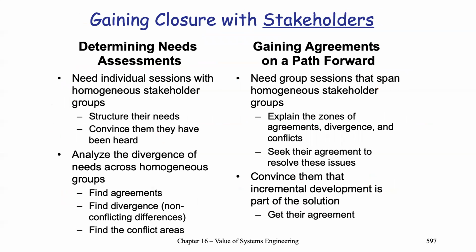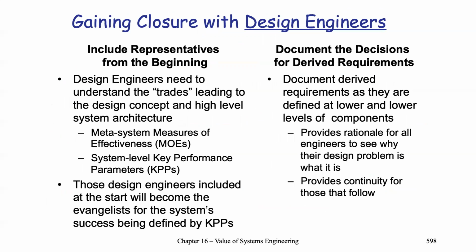So you want to be gaining closure with the stakeholders. We'll talk about that first. So determining the needs assessment and gaining agreement on a path forward. And so it's going to take time and effort, and the system engineering team is going to be key for doing that. So first, we're focusing on the gaining closure with the stakeholders. And then next, as we're working on the gaining closure with the design engineers.